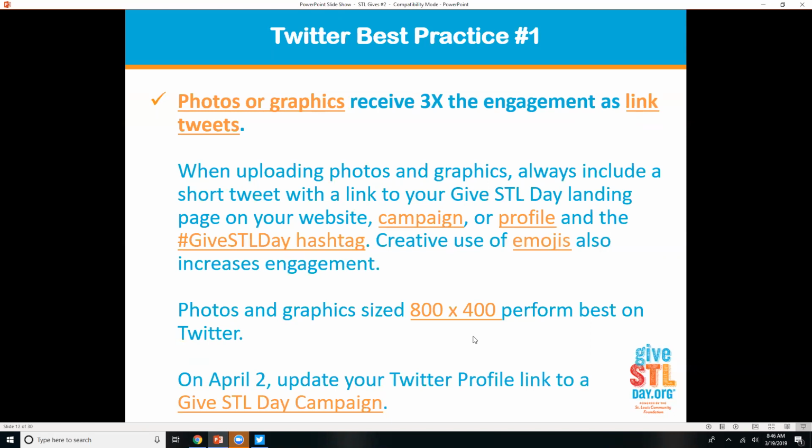Again, 800 by 400 or rectangle is the easiest way to think of that. They work best on Twitter because they don't get cropped in the feed. Your decision, right?